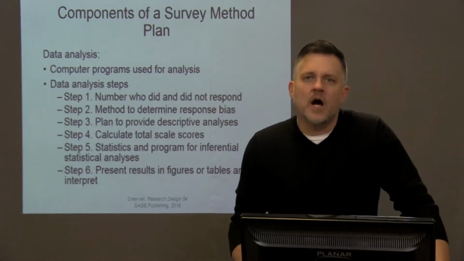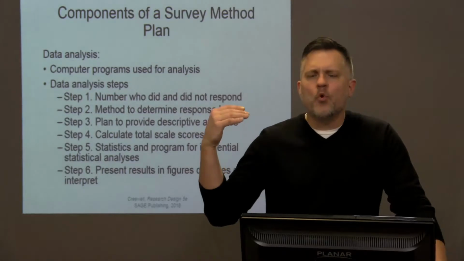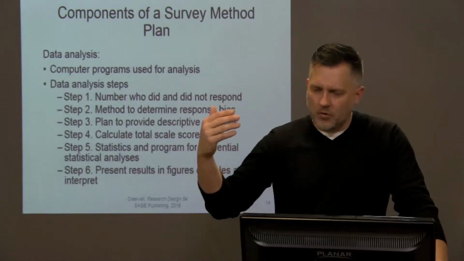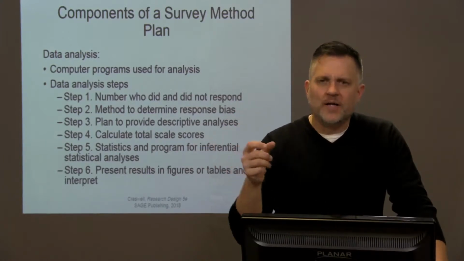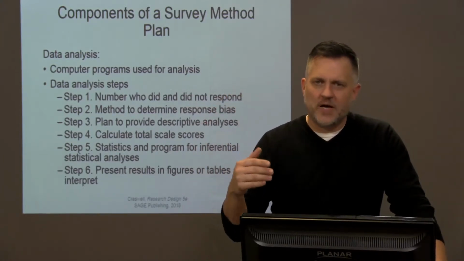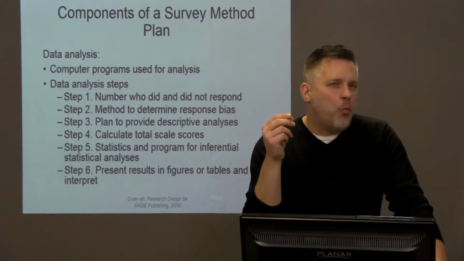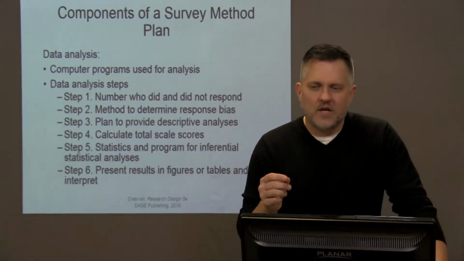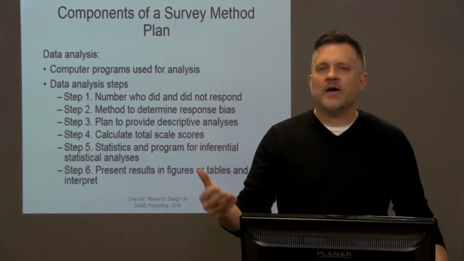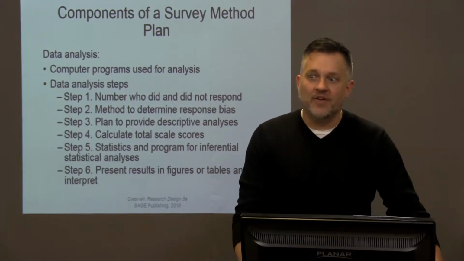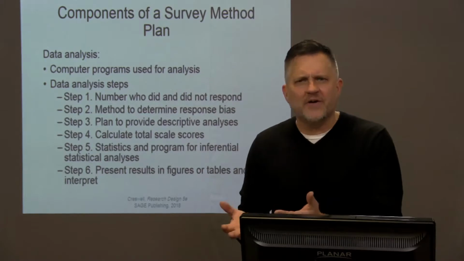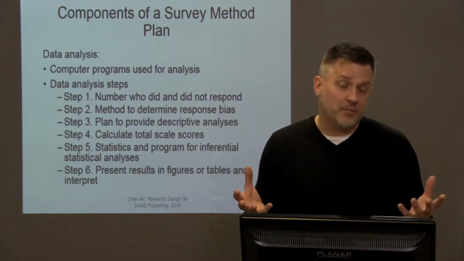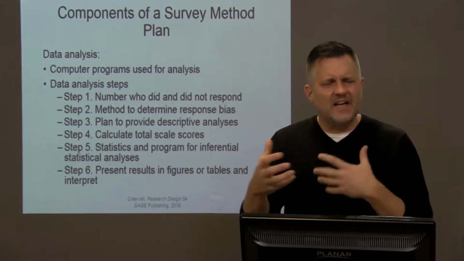So in terms of the steps of data analysis, you want to report the number who did and did not respond. It's very important for a reader or somebody who's evaluating the research to understand who responded and who didn't. How many of your participants responded and how many didn't? And why do you think that is? So if I send out 2,000 surveys via maybe an internet SurveyMonkey or something like that and get 1,000 responses, my response rate is 50%. And that in and of itself could be problematic.